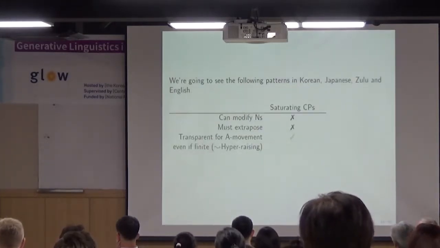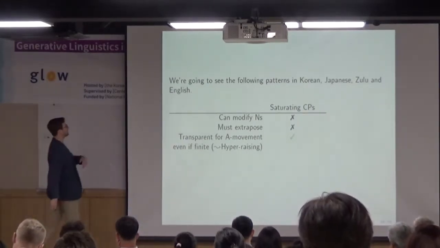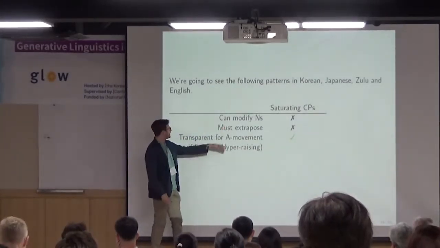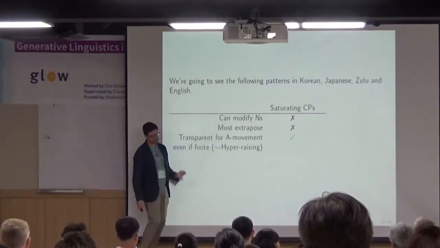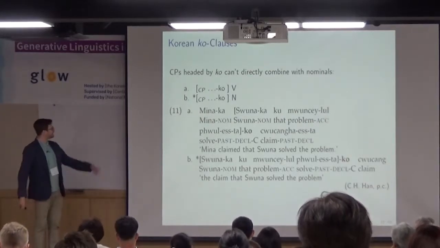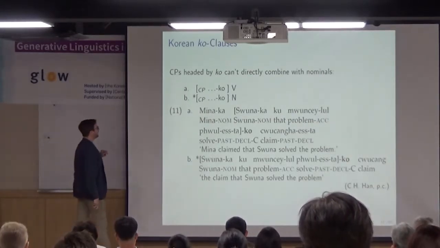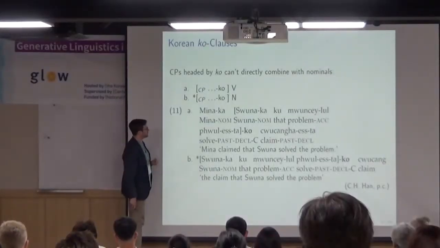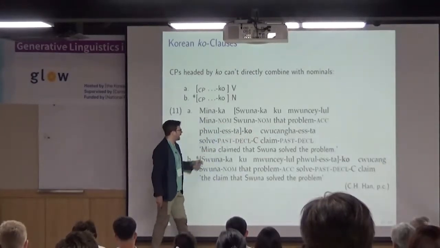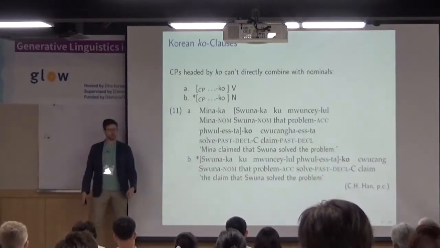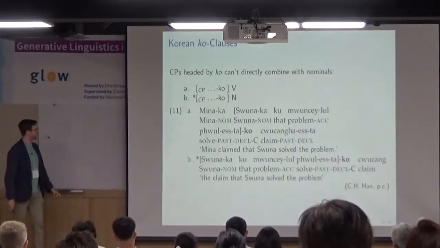Okay. So I've shown you this already, but just to remind you, I'm now going to run through the languages I'm scared of telling you about by showing you that they're saturating, they can't modify nouns, they don't have to extrapose, and they're transparent for A movement. Okay, so we're going to start with Korean go clauses. We've seen this data point already today. Korean go clauses can complement verbs. That's what 11a shows you, the verb claim here. But if you just stick them next to the nominalization claim, they're no good. We already saw this data point today, actually.